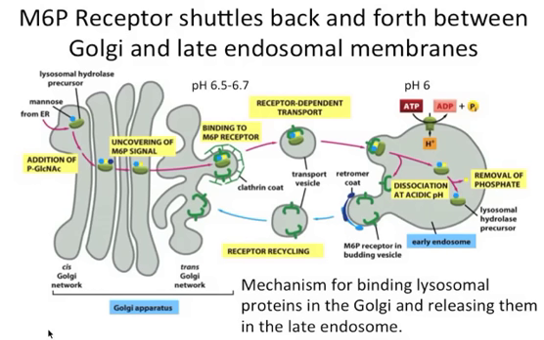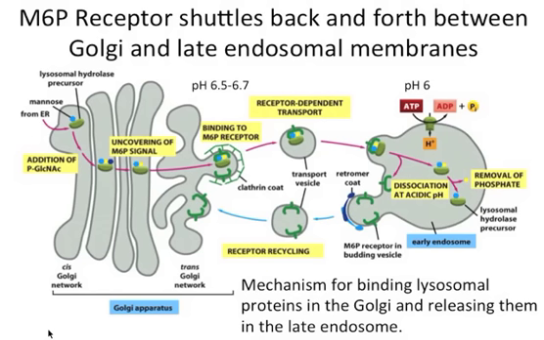Okay, so this is where we ended. We were talking about mannose 6-phosphate receptors and how they bind to mannose 6-phosphate on whatever protein in the trans-Golgi network, and the vesicle buds and takes it to the endosome, right? Okay. So how is it released in the endosome?